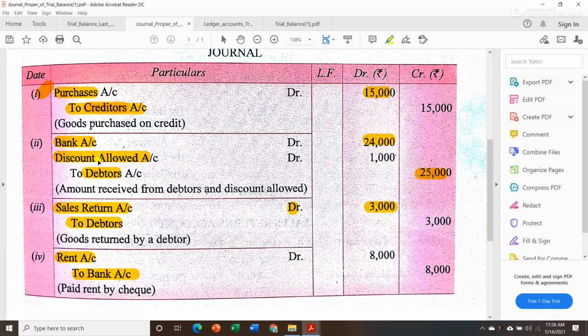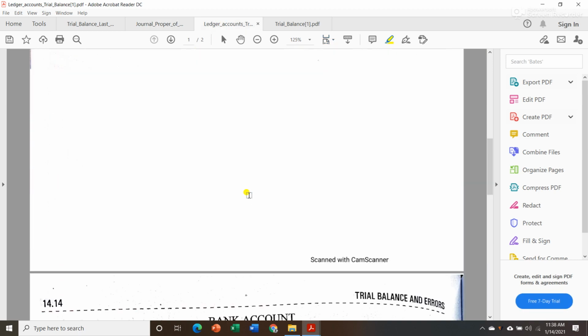Now let's see the next journal transaction. We have Roman number 2, and the first account that is appearing is the bank account. So let's prepare the bank account.